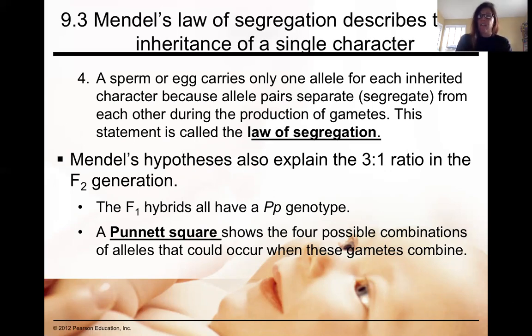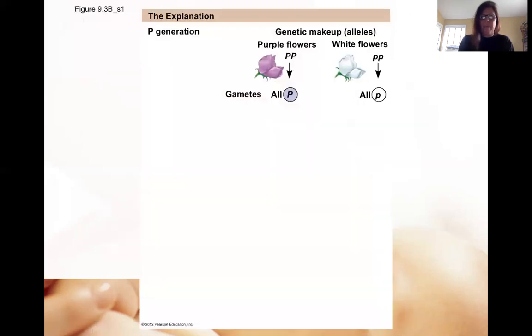Now, in order to understand this a little more clearly, Reginald Punnett came up with this nice little Punnett square, like a table, or some of my students call it tic-tac-toe, to show how this happens. So here we go with our purples. Notice the purple flower and the white flower, that's the phenotype. The purple flower has big P, big P, that is the genotype. The white flower has the genotype little p, little p. The purple flower only has big P's to give, so all its eggs or sperm will have a big P. The white flower has only little p's to give, so all their gametes will only have a little p.